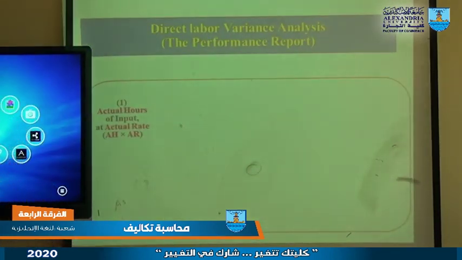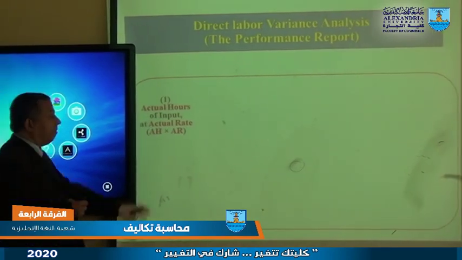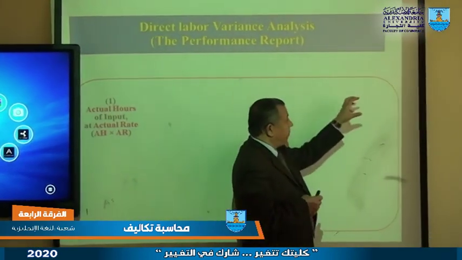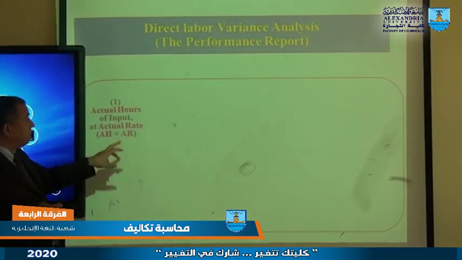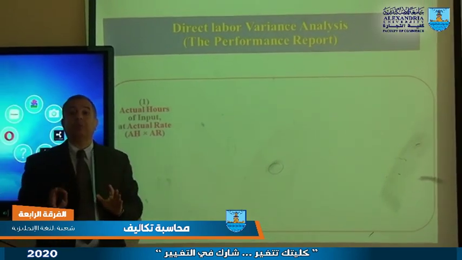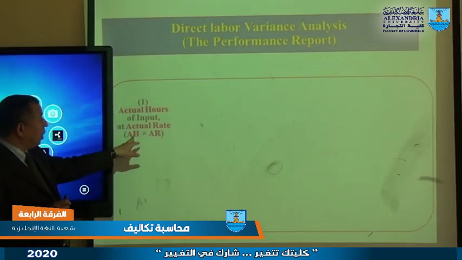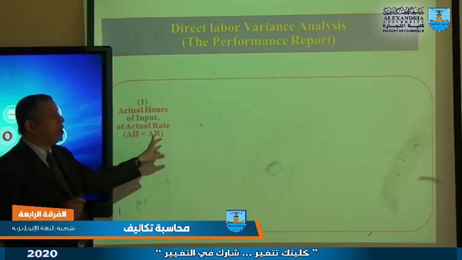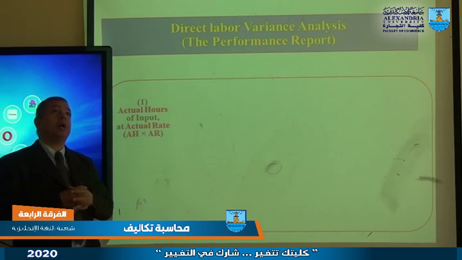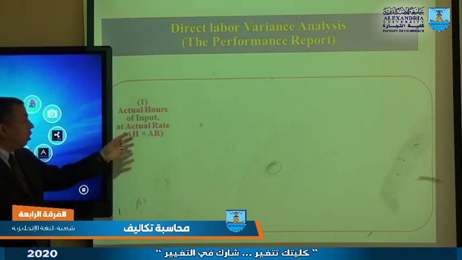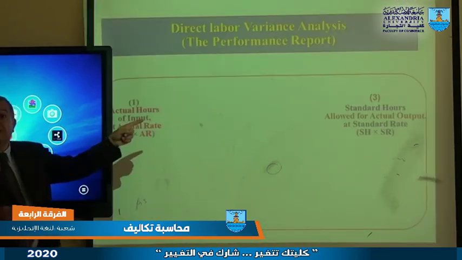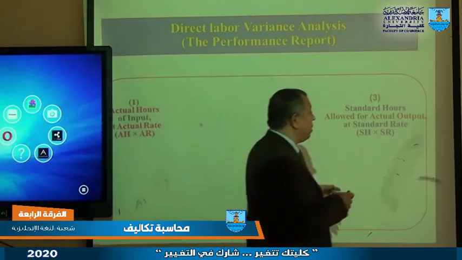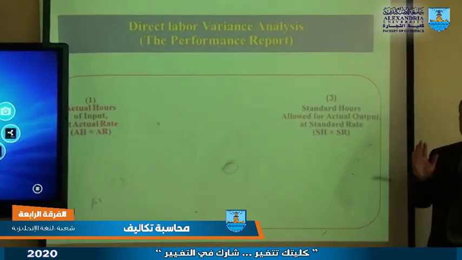So, how to prepare the performance report? Don't forget, I told you, I have three parts in the performance report. The first part is the actual cost. For direct labor, the actual cost equals actual hours times actual rate. Don't forget how to calculate the total variance. The total variance equals what? Actual minus standard. So the last part in my performance report will be what should be.